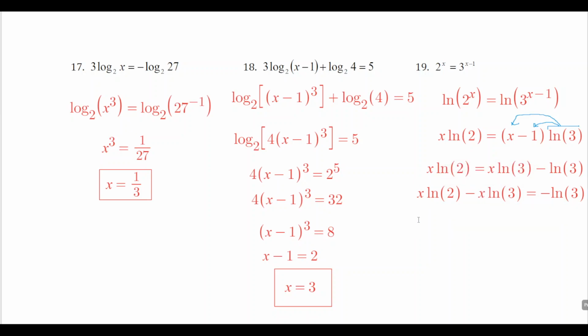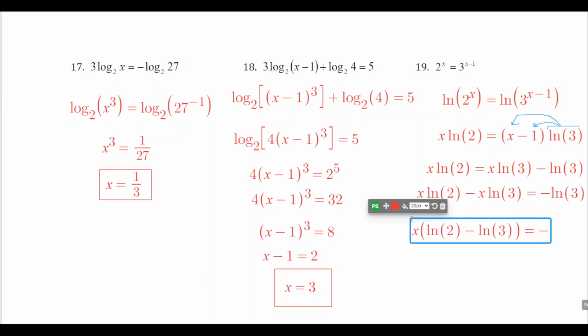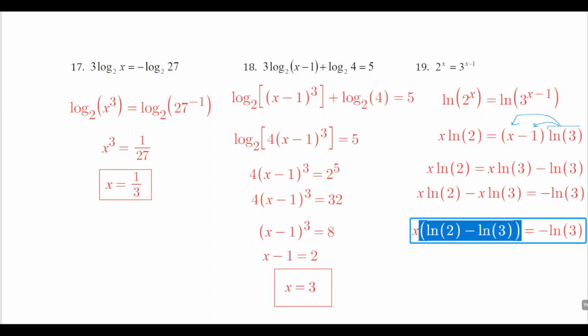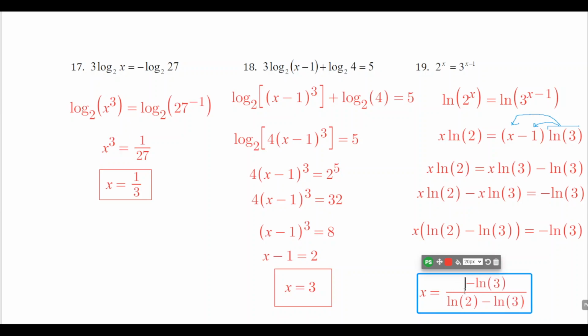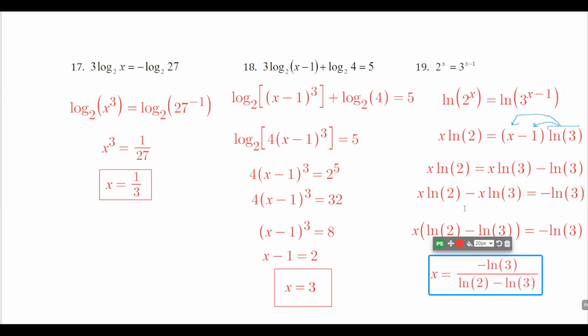Now I can factor out the x as a GCF. So I'm going to have x times natural log of 2 minus natural log of 3 equals negative natural log of 3. And then finally, my last step here is to divide this on both sides. So I'm going to get x equals negative natural log of 3. That's what I had over on the right-hand side, all divided by the natural log of 2 minus the natural log of 3.